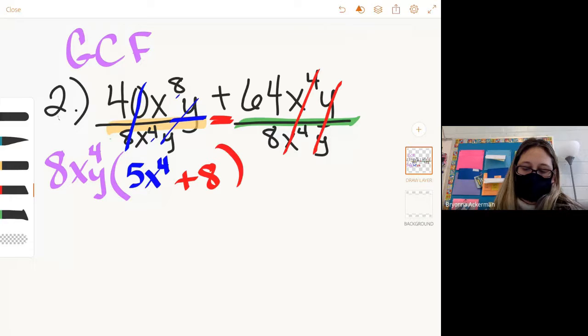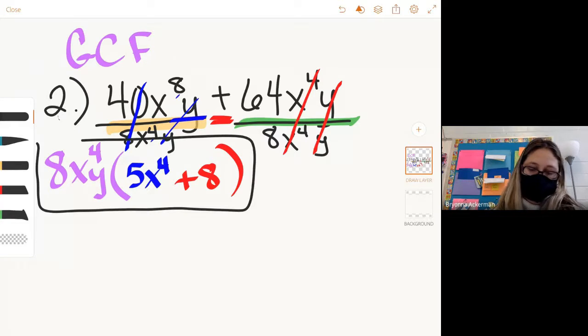And so this is what I'm left with. And this is my final answer. I know it looks funky, but this is my final answer. If I were to redistribute that, you would end up with the original back. Okay? Are there any questions on pulling out a greatest common factor? Is it starting to ring a bell from Algebra 1 a little bit? Hopefully.